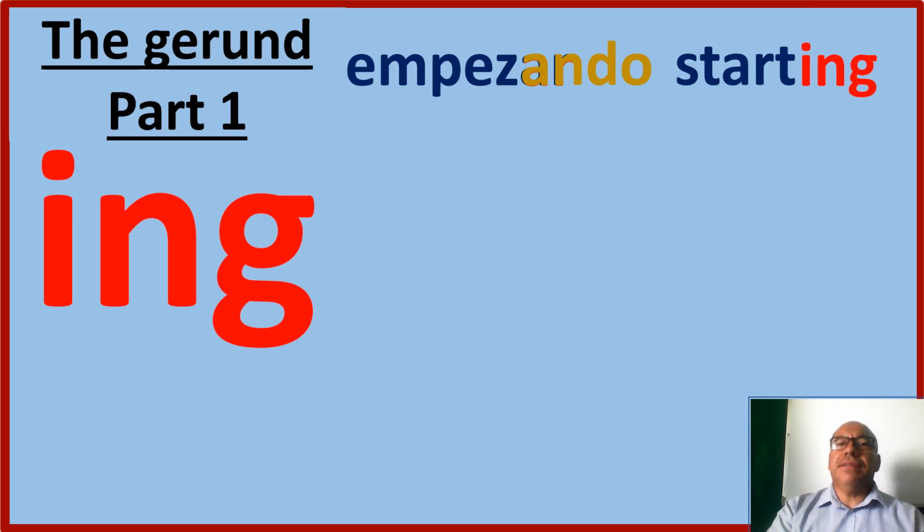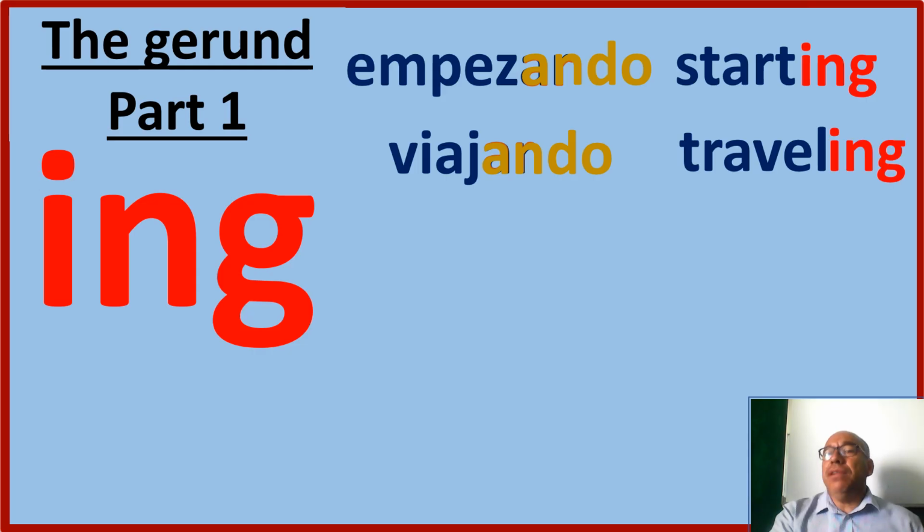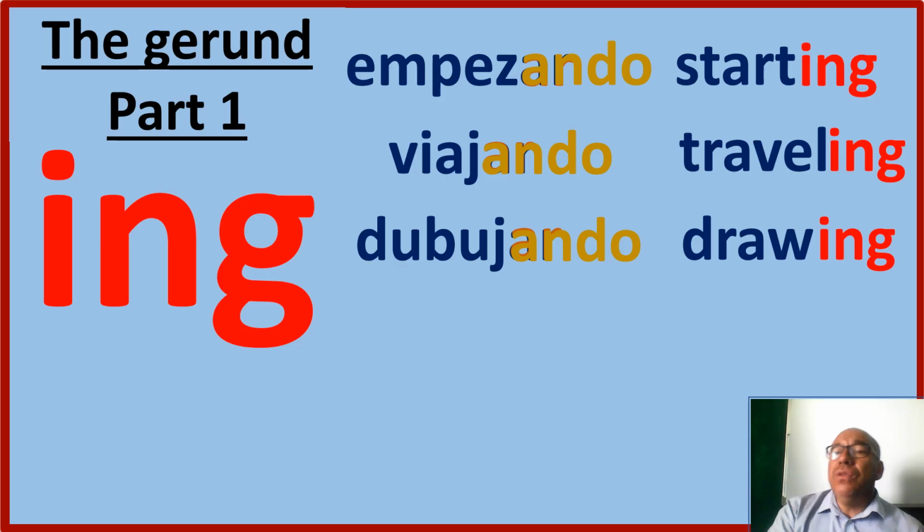Let's go with one more example. We have the verb viajar. If it ends with AR, we must also add ando: viajando, to say traveling. Viajando is traveling. One more example: dibujar also ends in AR, so dibujando would be the gerund in Spanish, and drawing would be the gerund in English.